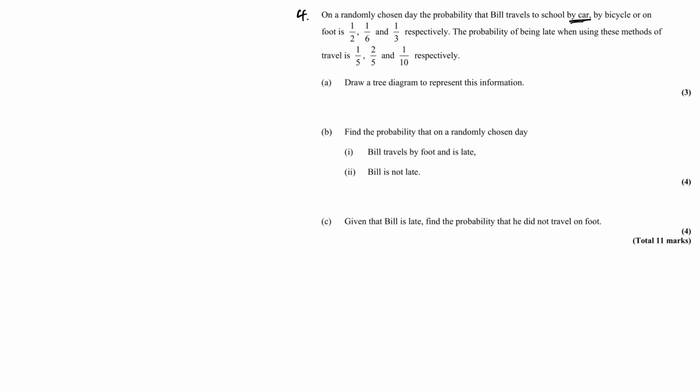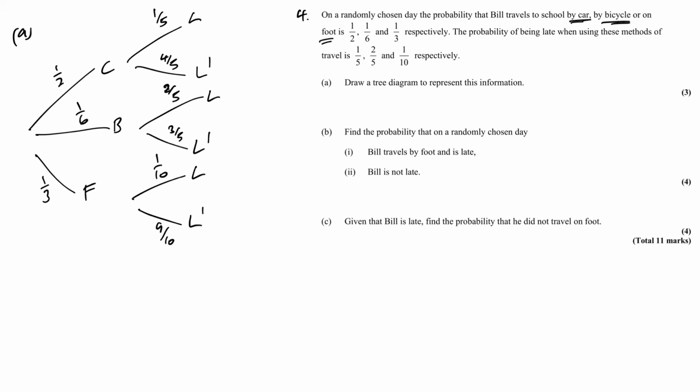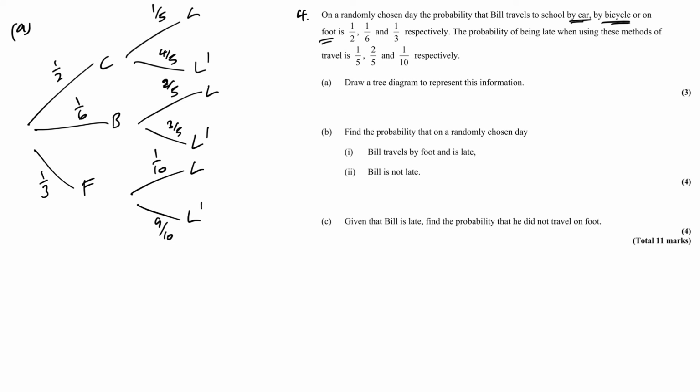So he goes by car, bike, or foot. And then he's either late or not late. So car, bike, foot. Car, bike, foot. Late, not late. Late, not late. Late, not late. I'll just fill this in for you quickly. And remember, when you're doing this, these two will have to add up to 1. And there we have our tree diagram.